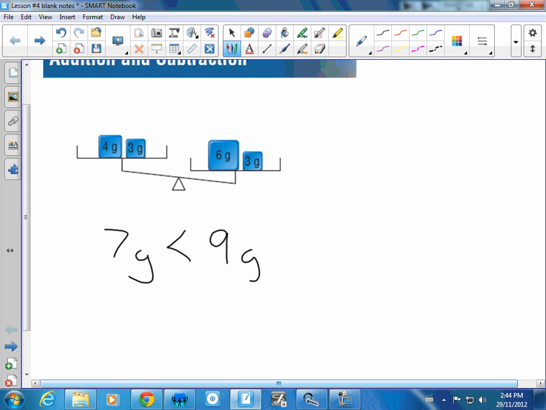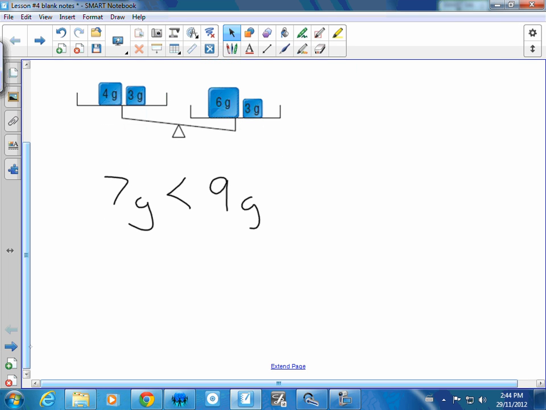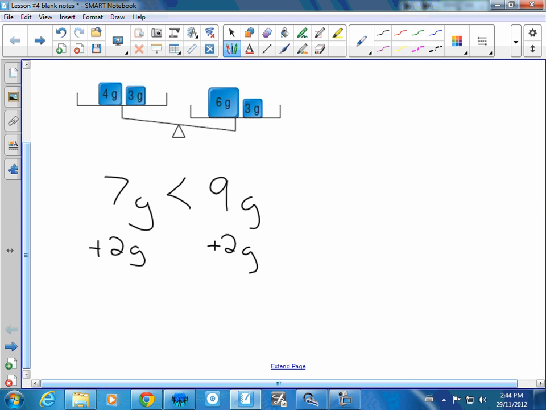Okay. Here's a question for you. I take 2 grams and I add it to the left. What's going to happen now? They're going to be equal. But if I don't want to change the way the scale looks, right, but it's tipped this way, if I add 2 grams to this side, what do I do to this side? So what's this number now? 9 grams, this number here is 11 grams. Does that sign change? Is 9 still less than 11? It is. So if you do something to the left, you do something to the right, but the sign does not change.